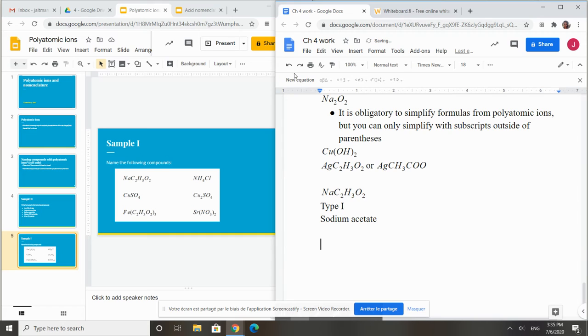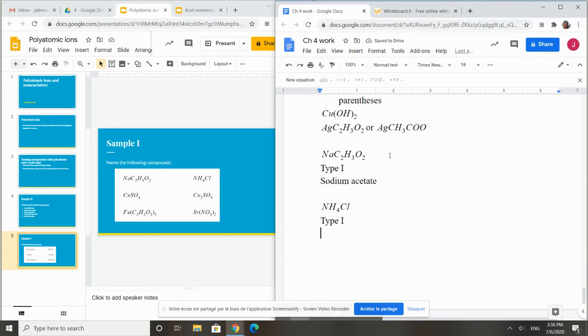For the next one, I've got NH4Cl. So this is type 1 because it contains a polyatomic ion and also because it doesn't contain a transition metal. I find on the polyatomic ion sheet that NH4 is ammonium, and then it's chloride. I have to change the suffix of chlorine to IDE because it is an anion.